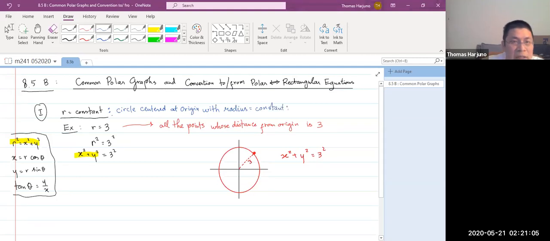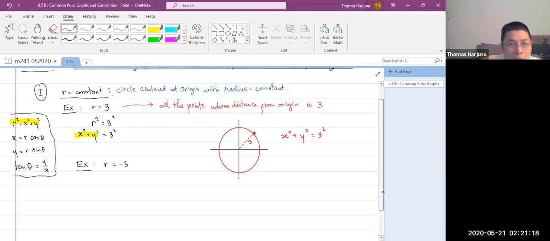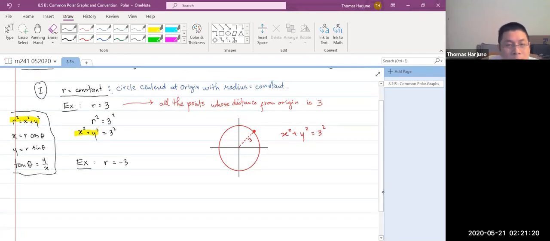Now, this actually still works for r equals a negative number. Even if I say r equals -3, it still gives us the same circle. You can try doing the table. When theta equals 0, my r is -3. When theta equals, let's say, 45 degrees, the r is -3. 90 degrees, the r is -3.